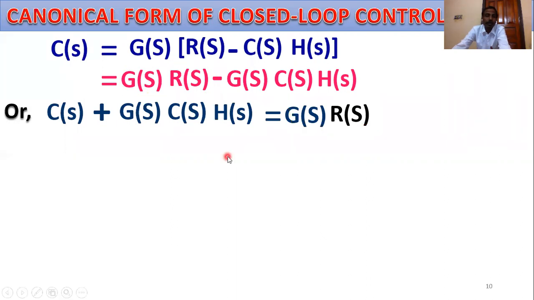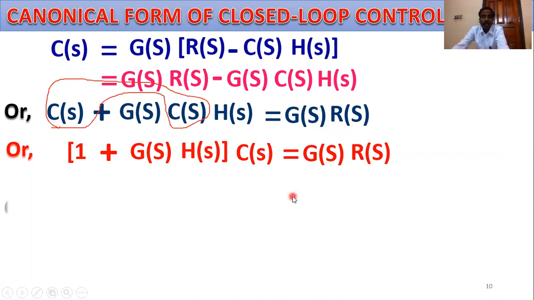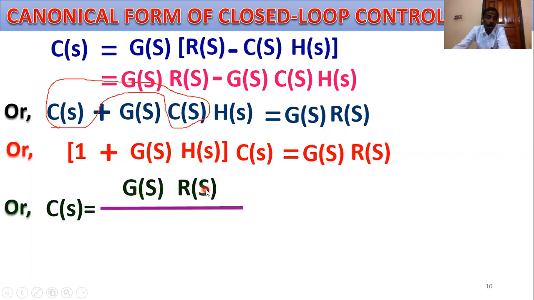Then common C(s) on the left hand side, this is C(s) also. So common C(s), and we get 1 plus G(s) into H(s) into C(s) equals G(s) into R(s). This is the right hand side term. Then C(s) equals what? Just C(s) equals G(s) into R(s) divided by 1 plus G(s) into H(s).